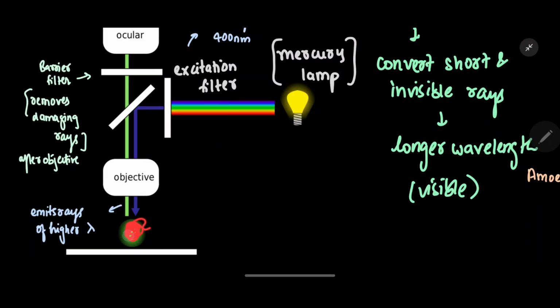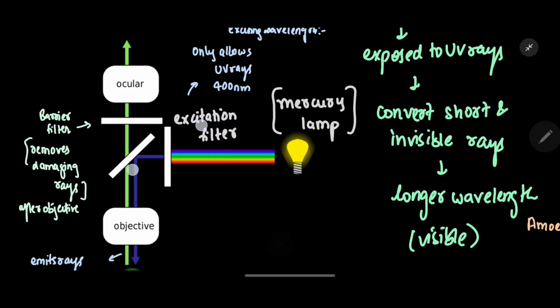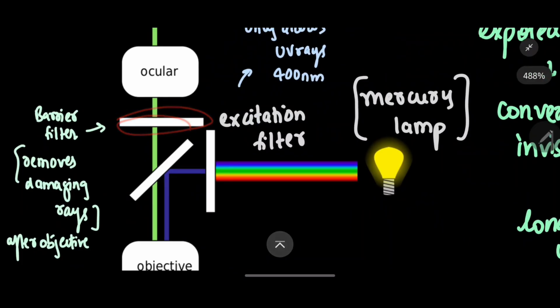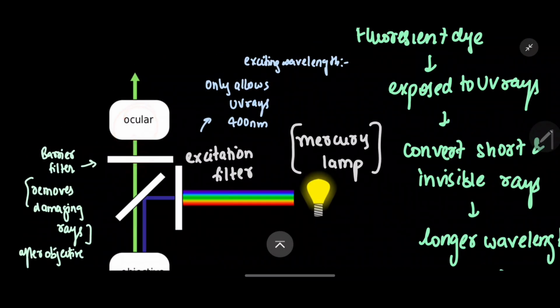Now your specimen is going to emit rays of higher wavelengths, and then it is going to be reflected off of here, and then it's going to reach your objective. So after your objective we have a barrier filter. This barrier filter acts as a barrier, and it will remove any damaging rays so that it doesn't hit your eye and cause damage to the eye. And then after your objective and barrier filter, it reaches the ocular and then your eye. So I hope that makes sense.